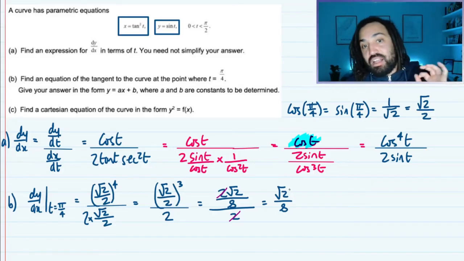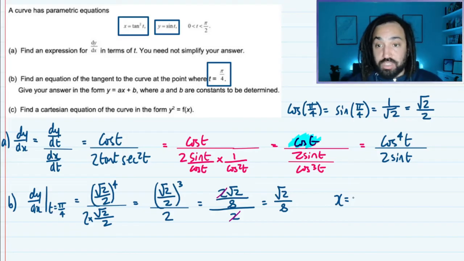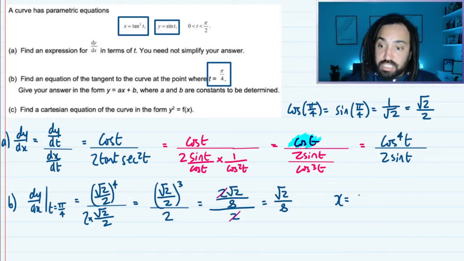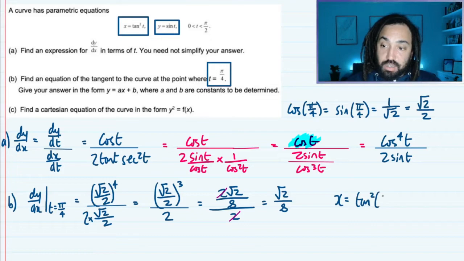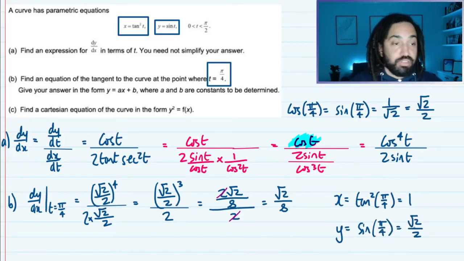Okay, in order to find the tangent, I also need an xy coordinate. So I need to sub into the x function a value of t at the particular point where we're trying to find the tangent. So this is going to be tan squared of pi over 4. Tan of pi over 4 is 1, so square it, still gets 1. And then when we do y, it's sine pi over 4, which is root 2 over 2, as previously stated.